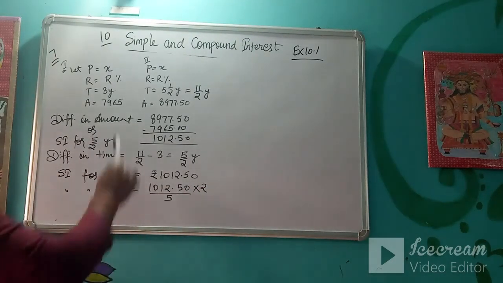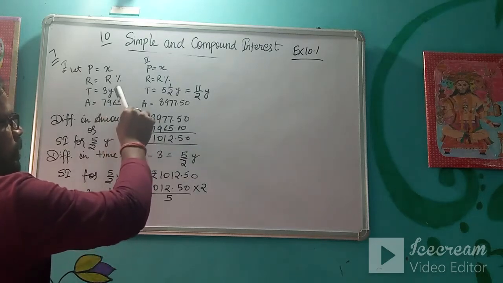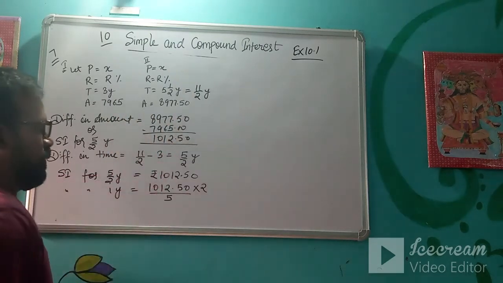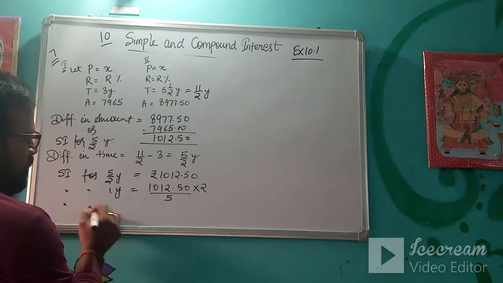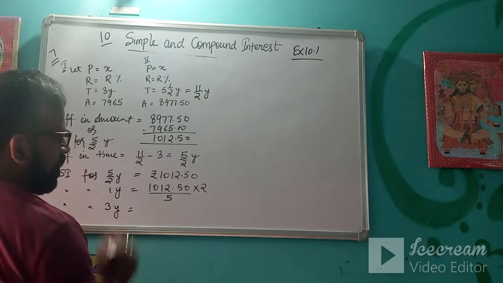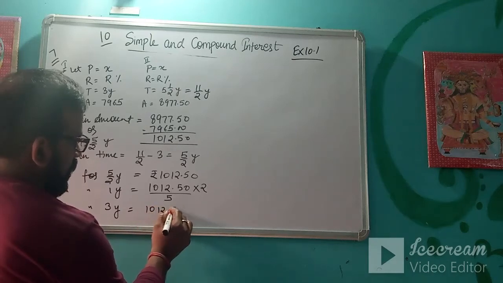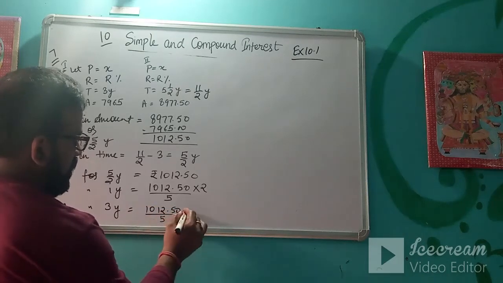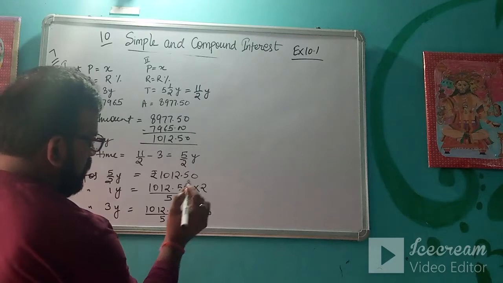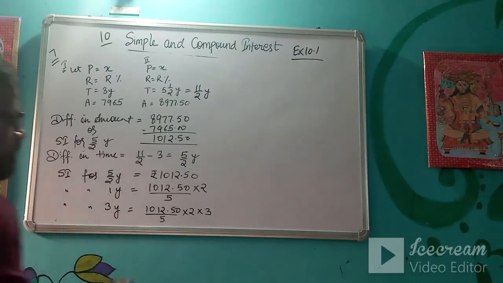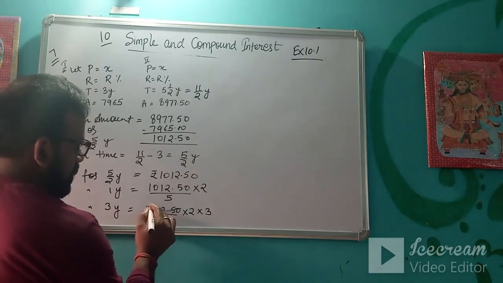And see, now we have the values for amount for 3 years and 11 by 2 years. So we can calculate simple interest for 3 years. Then it will be 1012.50 upon 5 into 2 into 3. So let's solve it.